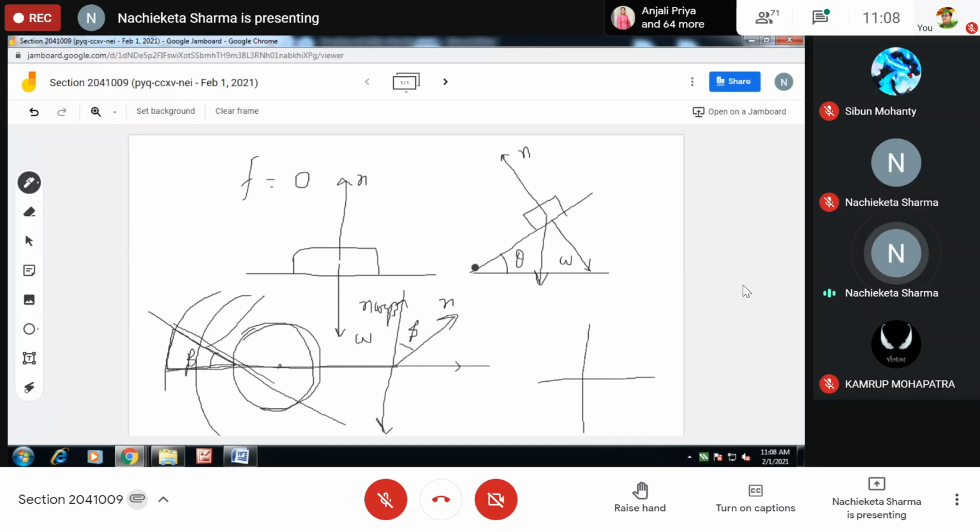along this, it is advantageous to take the axis parallel to the inclined plane. That is the only difference. I hope you have understood, isn't it?